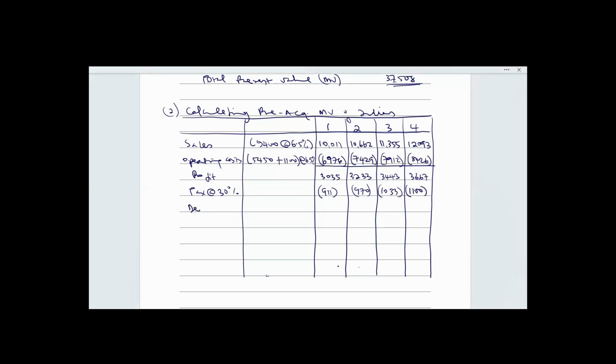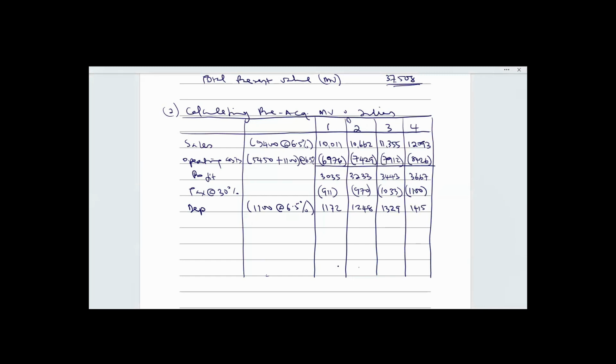So I need to add back the non-cash item. Depreciation is 1,100. So we have to grow this at 6.5%. Therefore, 1100 multiplied by 1.065 equals 1172. What you have in your calculator multiplied by 1.065, 1248. Multiplied by 1.065, 1329. Multiplied by 1.065, 1415.